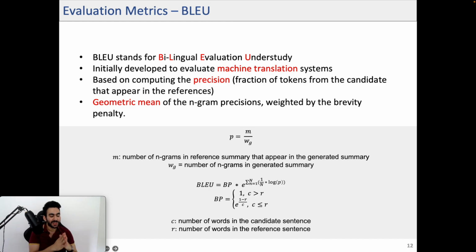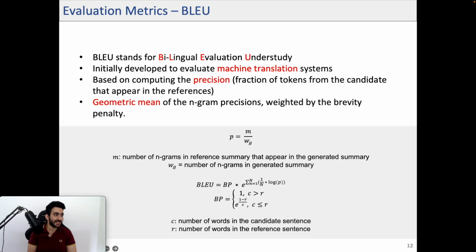Here, they started doing it in this understudy manner because this metric learns to mimic the human evaluation and be there when necessary. And that's why it's called understudy.